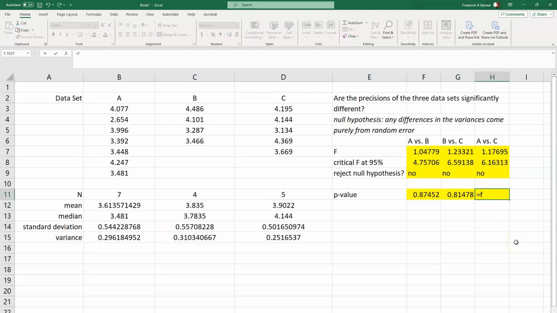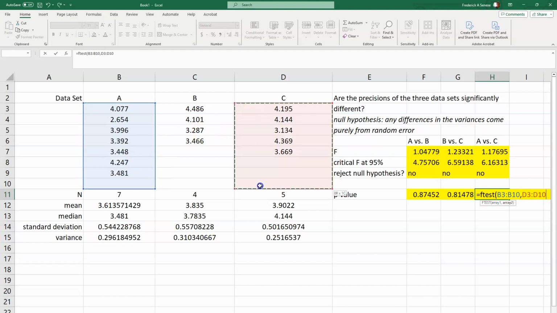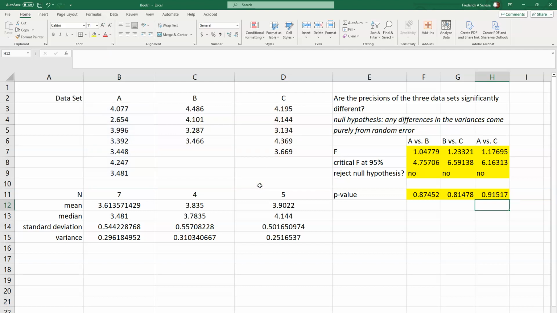And finally, the p-value for the last comparison looks like that. There's a 92% chance that I'm going to be incorrect if I reject the null hypothesis. So I shouldn't do it.